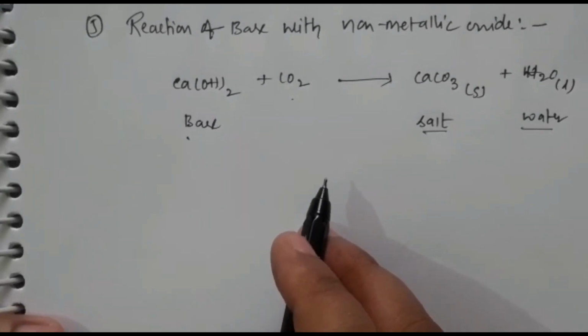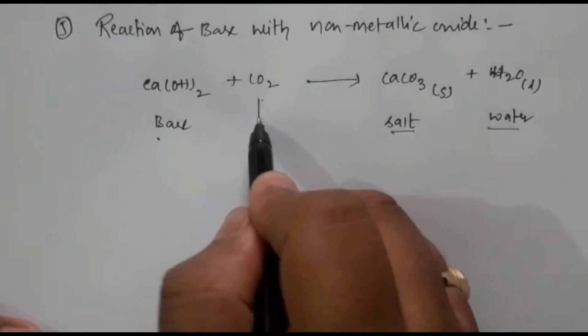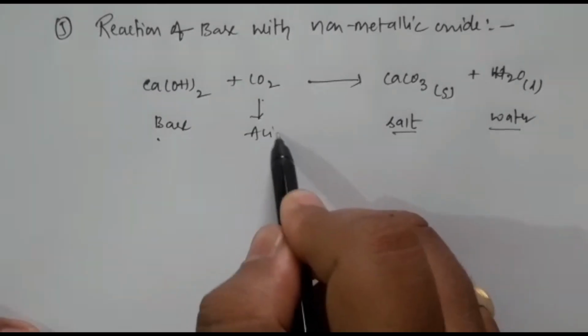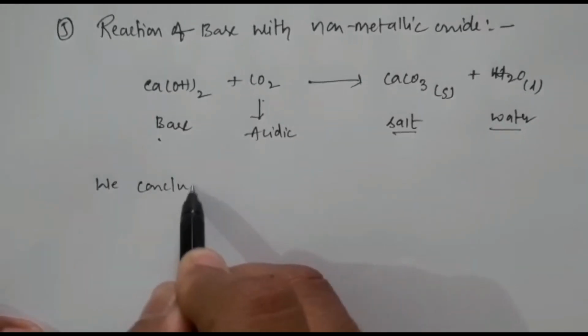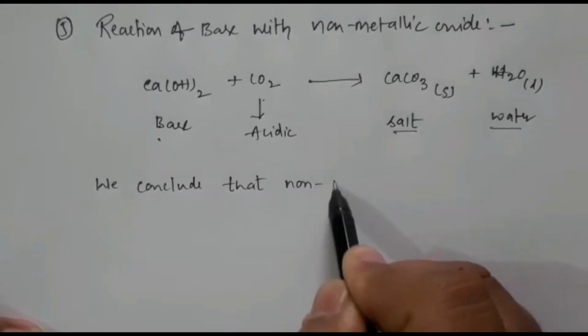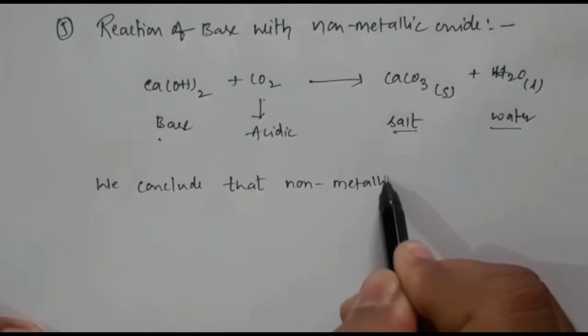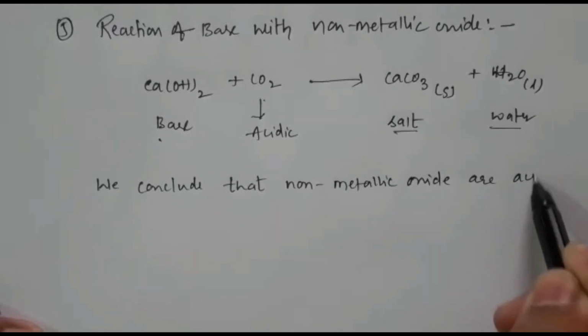Now this calcium carbonate is nothing but a salt. So a base, calcium hydroxide, is reacting with carbon dioxide forming a salt and water. Again this reaction is similar to our neutralization reaction. Is it clear, children? It means this carbon dioxide is acidic in nature. So what do we conclude? We conclude that non-metallic oxides are, what is the nature, children? Yes, acidic in nature.